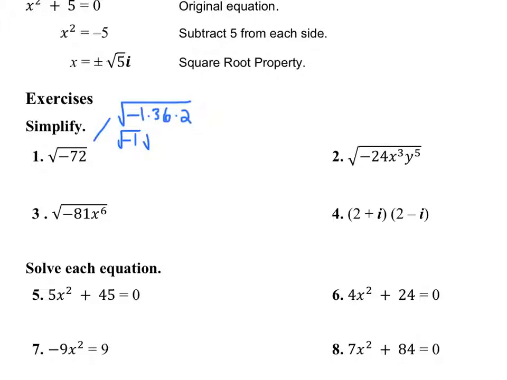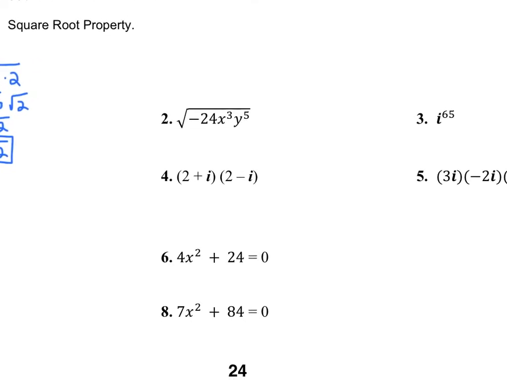So square root of 36, square root of 2, so we can do this. Square root of -1 is i, square root of 36 is 6, and square root of 2 has to stay square root of 2 because it doesn't reduce. And then in the correct order, 6i square root of 2. So that's the answer for number 1.